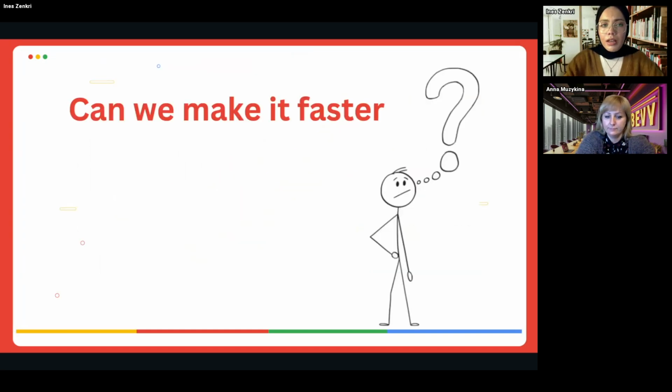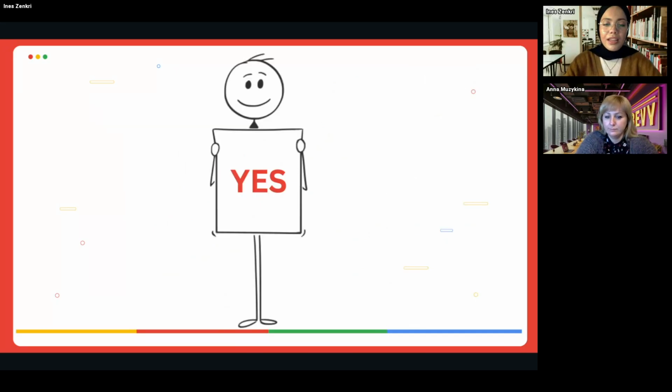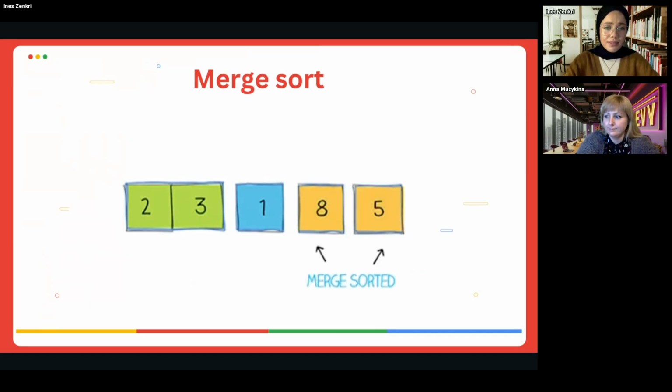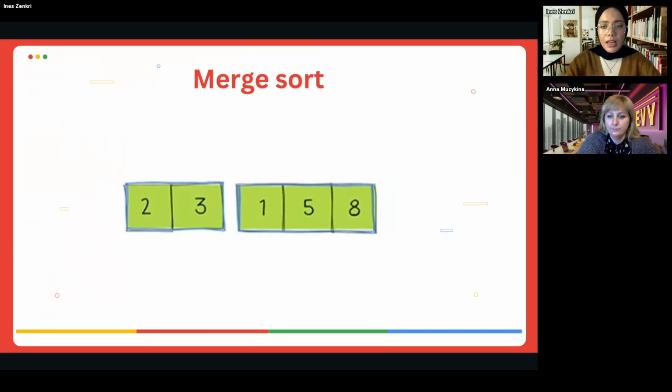So the question that we always ask, can we make it faster? This is our goal. We want to write efficient algorithms. We don't want to just solve problems, but we want to solve them in the most efficient way we could. And the answer is actually yes. And this is where I introduce merge sort. How does merge sort basically work?